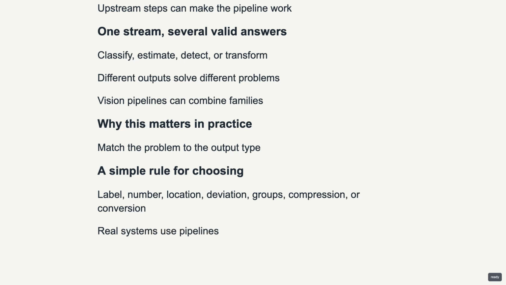Real edge systems usually combine several functions rather than relying on one model alone. The best path is the one where input, output, and operational goal all line up cleanly.